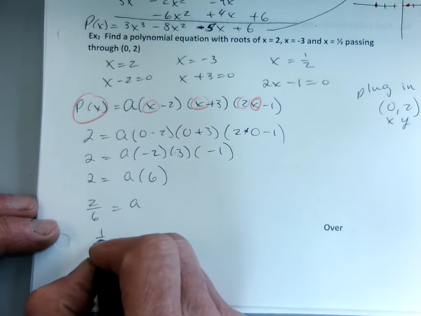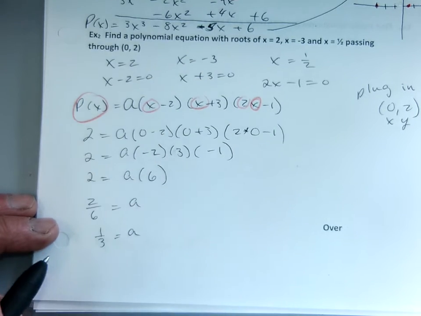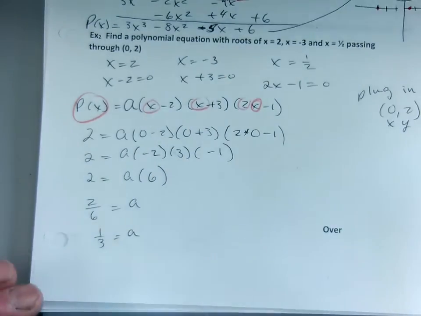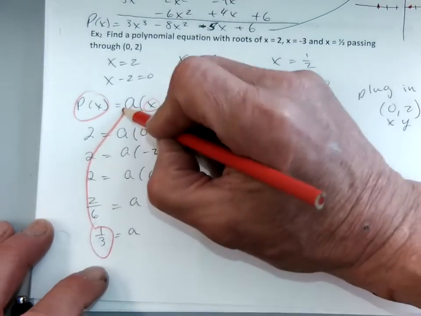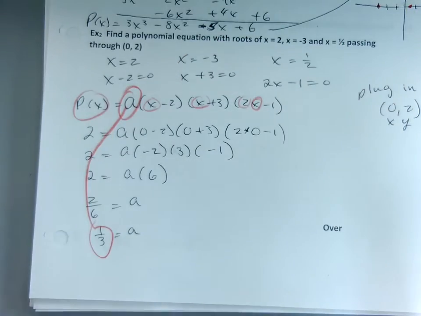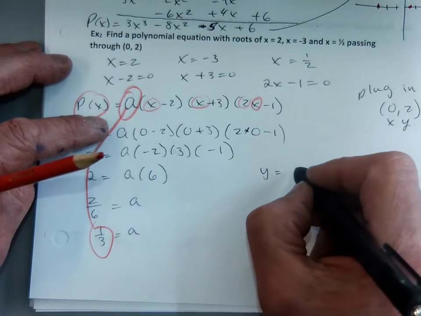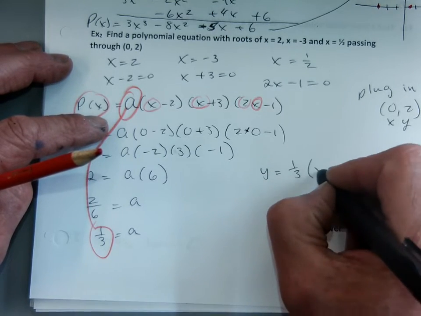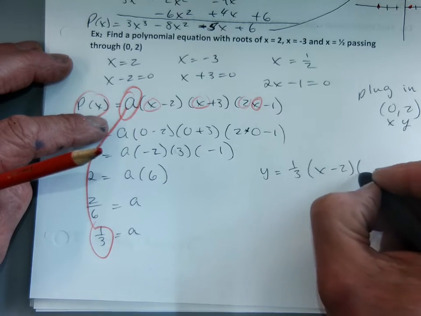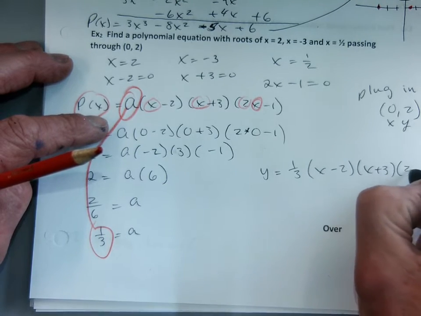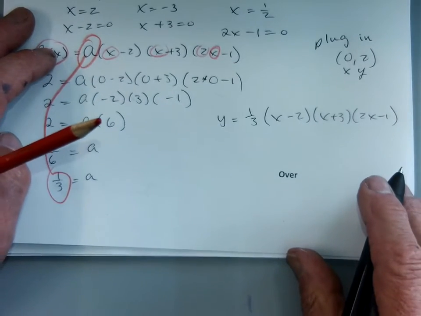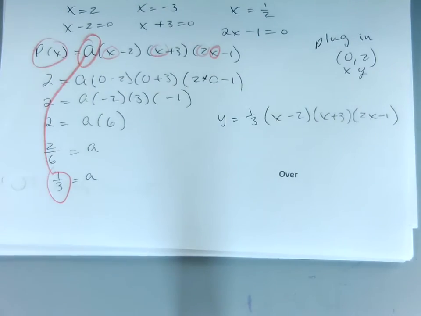So the value of A is 1/3. Okay, now my equation then, I'm going to take my 1/3 and put it right there. So I have an equation of y equals, or f of x, 1/3 times x minus 2 times x plus 3 times 2x minus 1, okay? And if I wanted to get the polynomial, I'll multiply it through. Okay, so let's go ahead and get the polynomial, so I'm going to multiply it through.